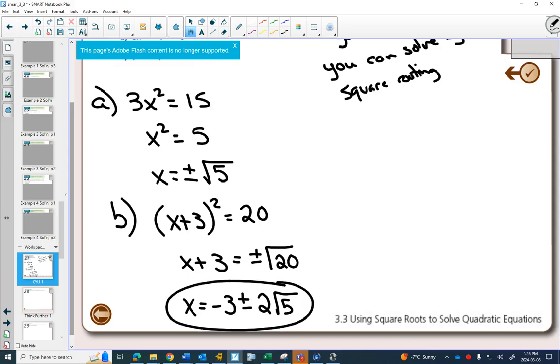So the idea is if you have something squared, you could solve that equation by square rooting both sides. We have to remember that when we square root both sides, we have to add a plus or minus. Circle question 4. Try a couple of those.